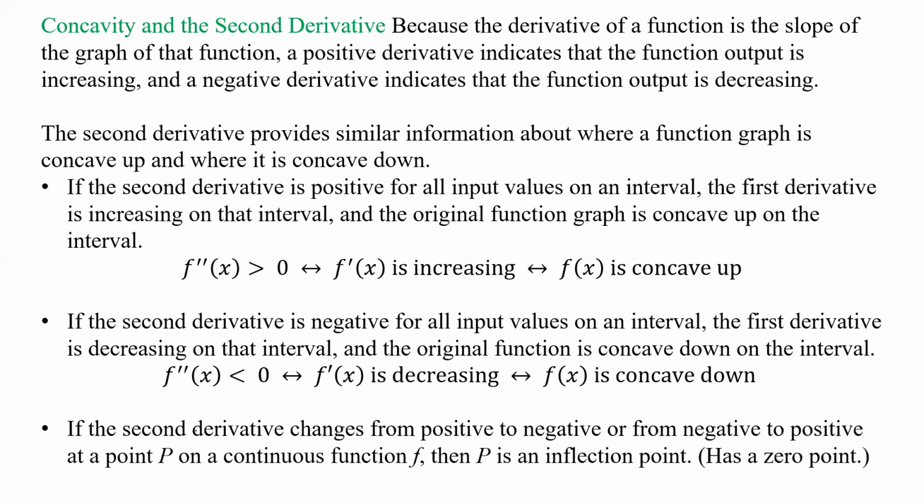And then if the second derivative changes from positive to negative, so if you're drawing your graph with your axes and it goes from negative to positive, or positive to negative if it's going the other direction, at a point P on a continuous function f, then P is an inflection point. Once we find that point, that's going to be an inflection point on our original graph. And that's our 0 point that we're looking for when we set the second derivative equal to 0.